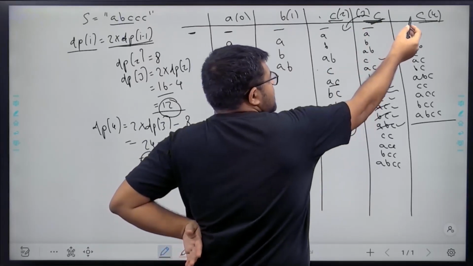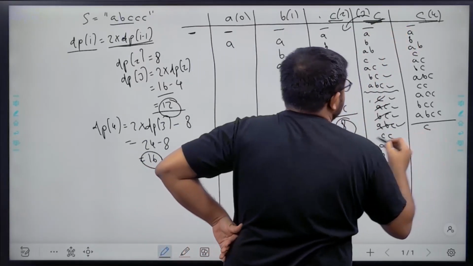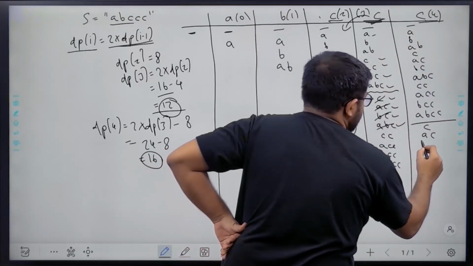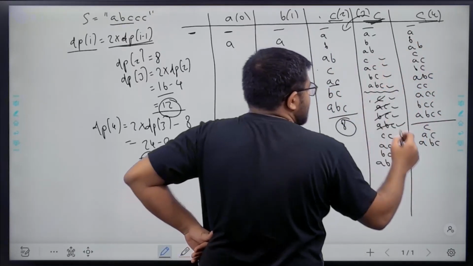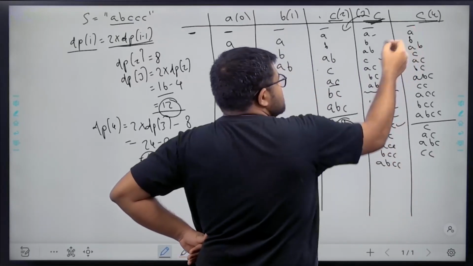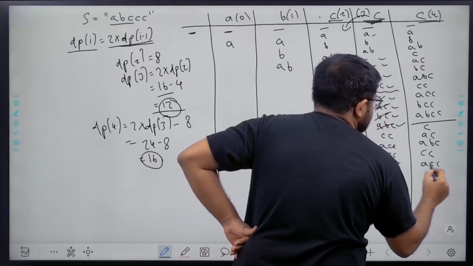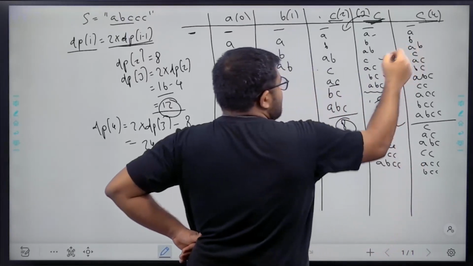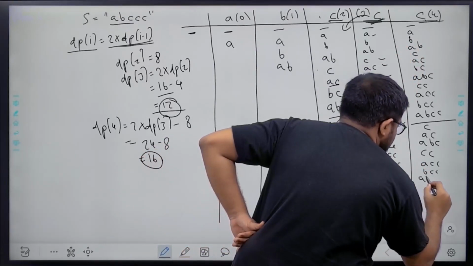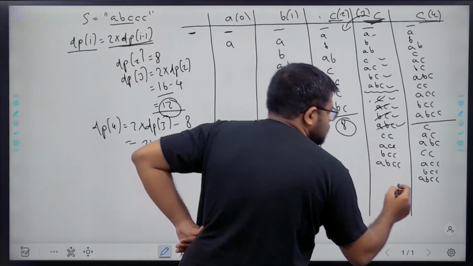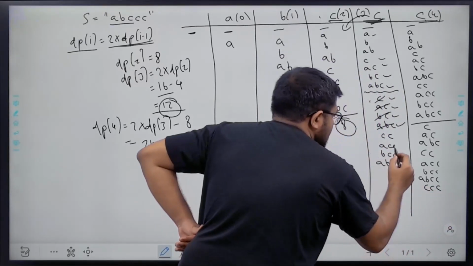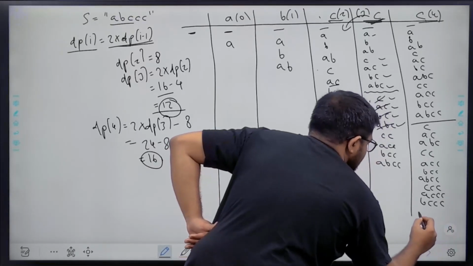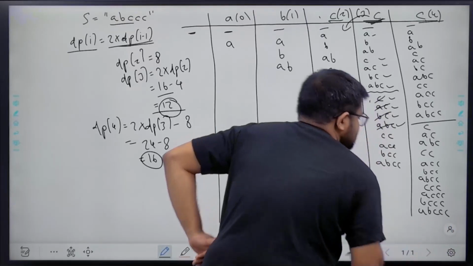So let us consider it. Attach C to empty, it will become C. Attach it to A, it becomes AC. Attach it to AB, it becomes ABC. Then attach it to C, it becomes CC. Attach it to AC, it becomes ACC. Then attach it to BC, it becomes BCC. Attach it to ABC, it becomes ABCC. Attach it to CC, it becomes CCC. Then ACCC, then BCCC and ABCCC, right?